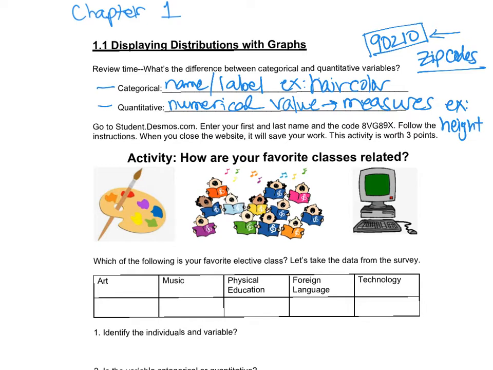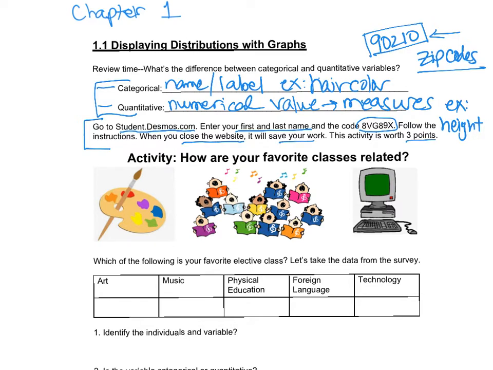All right, so to get those categorical and quantitative things in the right category, like figuring out which one's which, I have you going on to student.desmos.com. You're going to make sure to put your name there, and then you're going to use this code and follow the instructions for the activity. And then there's no save button, so when you just close out the website, it saves your work and I'll be able to see it.